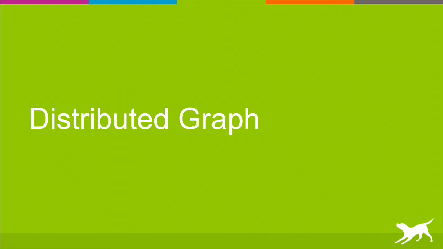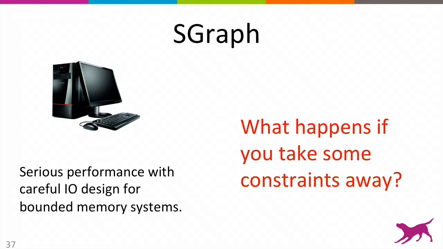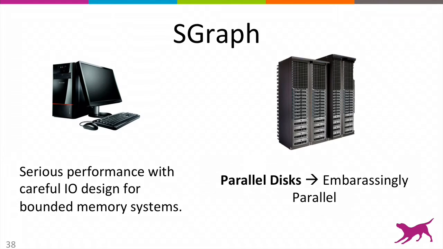So next is the distributed graph problem. As a system, we're able to achieve really good performance with really careful I/O design on bounded memory systems. But what happens if we take some of these constraints away? We now have really big machines. If we have designed carefully to be I/O optimized, then once we have a distributed system, we have parallel disks, and parallel disks are essentially embarrassingly parallel. Any part of the code which just does straight disk access gets a straight linear speedup within those sections of the code.